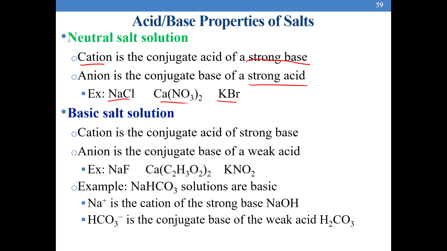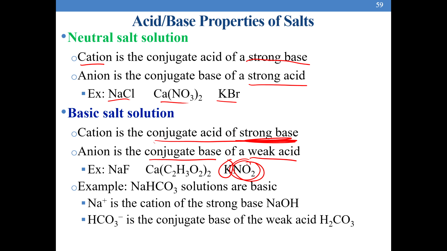Here's the several examples for the basic salt. The cation is the conjugate acid of a strong base. And then the anion is going to be the conjugate base of a weak acid. And I give you 3 examples here, okay? This is where it gets difficult. K is from the base KOH, one of the 6 strong bases you should know. And NO2 is not listed in, say, the strong acids. Nitric acid, HNO3 is one of the strong acids. But with nitrite here, that's a weak acid when it's in the acidic form, okay?